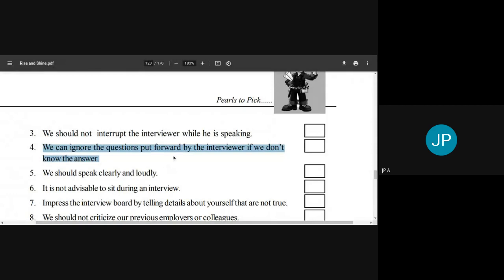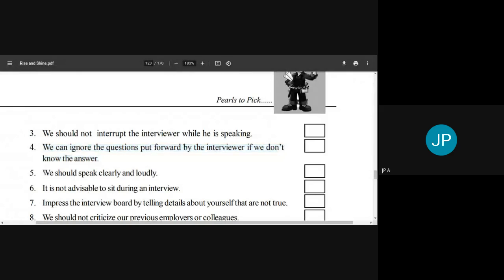So don't ignore the questions. Don't also pretend that we have forgotten. So that is also not a good way of answering. Tell them that you don't know the answer. So the interview board will appreciate such honesty on our part, and they will ask us things which we are aware of. So they will ask you, then what are the things that you know of? So then we can tell them the areas that we are familiar with, and then we will be able to drive the interview in a manner that will be beneficial to us.